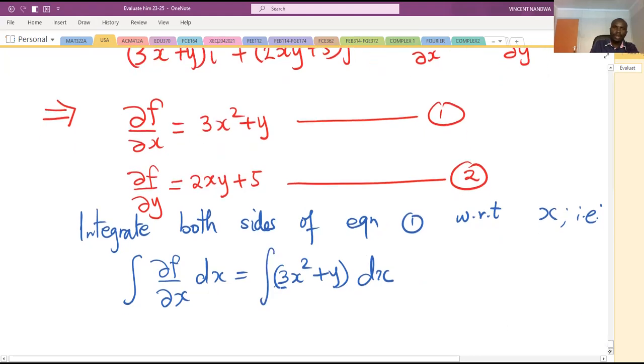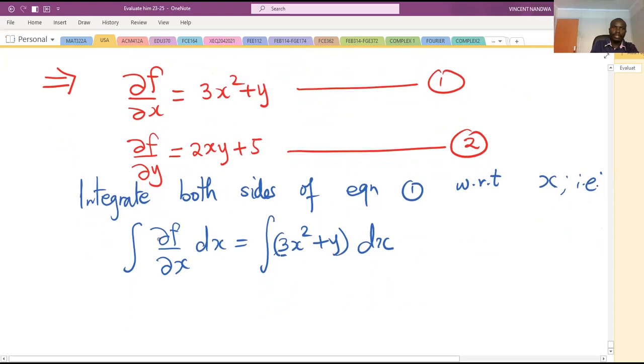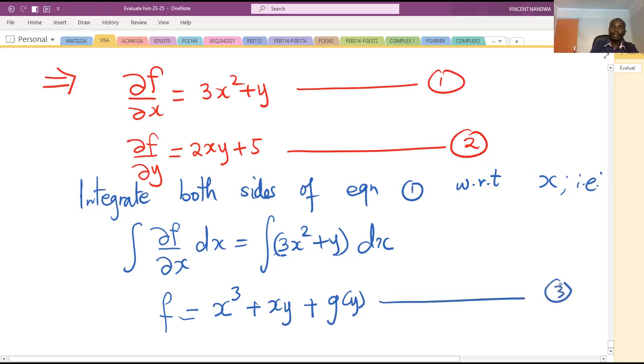So on the left-hand side, we'll have f, because this and this cancel out. This is the inverse of this. So we'll have f equals, with respect to x, x to the power 3 plus xy, and then plus, now there's a constant of integration, but because we're dealing with a function of two variables, we write it as g of y. Call this one equation 3.